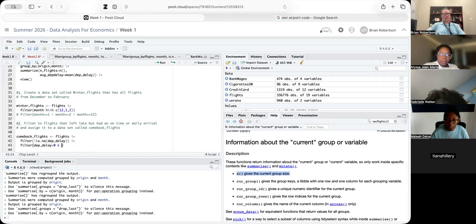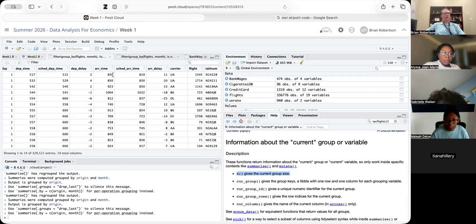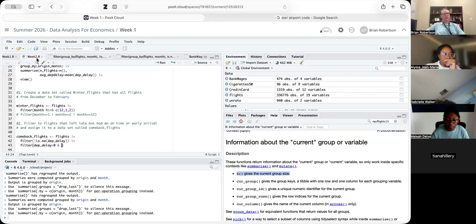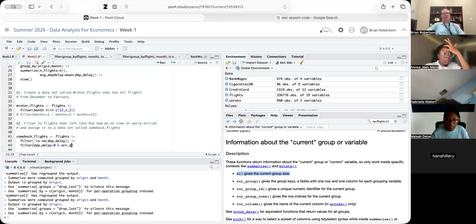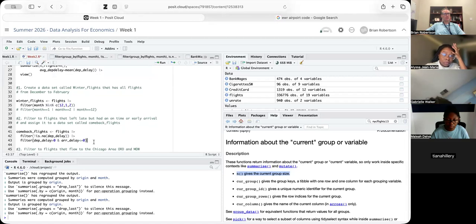And had an on-time or early arrival. So, let's go back in here. Arrival delay. So I want on time or early. So I don't want them where they arrive late. I want them when they arrive either on time or early. So 0 or negative. So what is that called? Arrival delay, arr_delay, is less than or equal to 0. And that is it. That should be it.